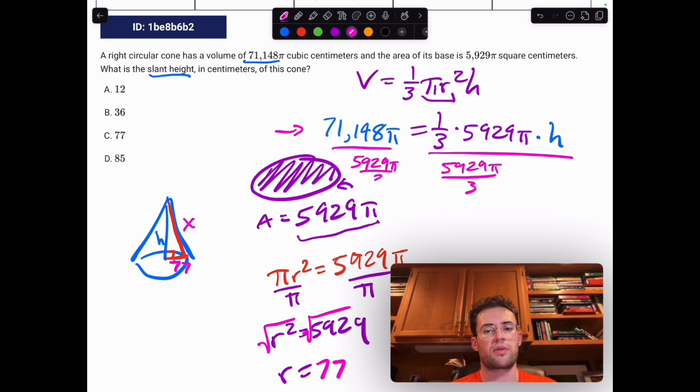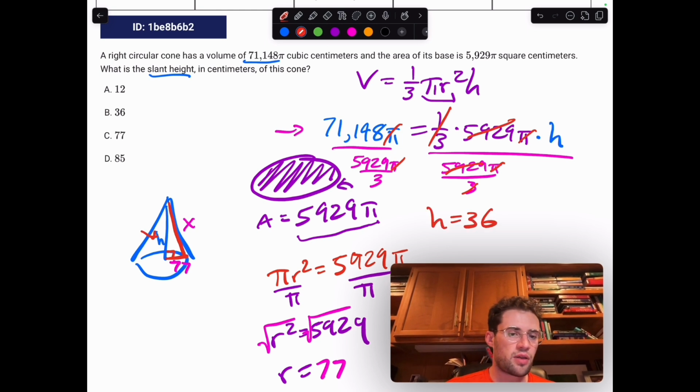And that over 3 is coming from the 1/3. Right? So here, this will cancel out everything. The pi's will cancel. And then if we multiply 71,148 times 3 over 5929, same as dividing by 5929 over 3, gives us 36. So h is equal to 36. So that's this height right here.